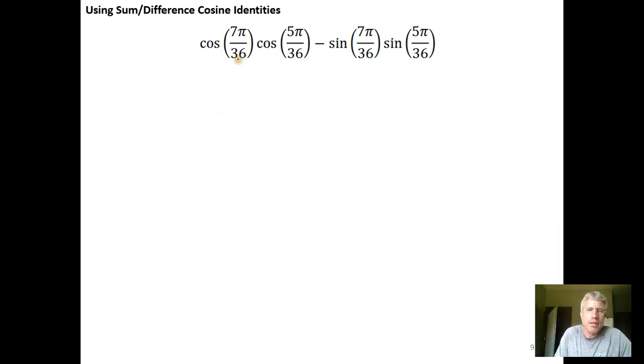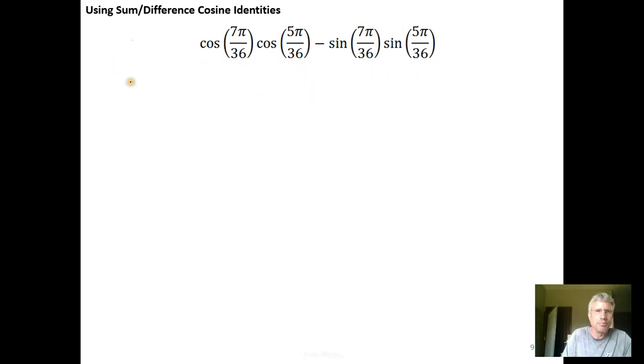So here's one, and the only point of this is just to recognize that you can go backwards. So in the previous examples, we went from the cosine of the sum or difference to expanding it into this form, but we can also compact in the other direction. I recognize I have the product of cosines minus the product of sines, and the angles are matched up. So we have matching angles there, we have matching angles here. So we can compact this.